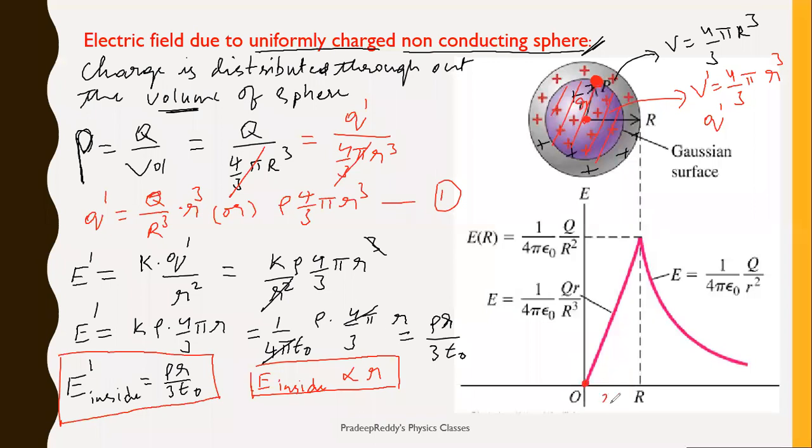And here you have small r. Small r value is increasing up to capital R. From the center you are coming out till the surface. So what would happen to the field? Here inside, E is directly proportional to r. As r value goes on increasing, field will increase up to a certain distance. So that particular value, field is directly proportional. So you will get a straight line, right? Now this should be very clear and you should not have any doubt in it.